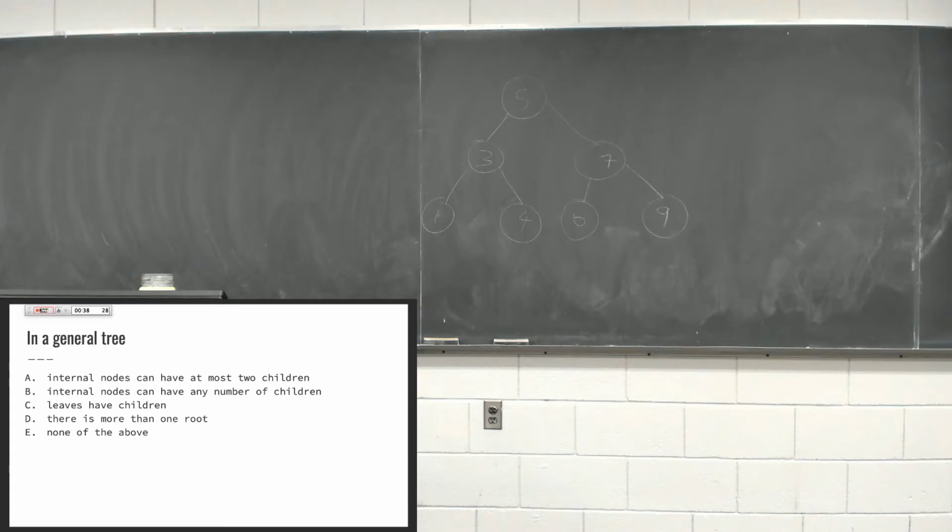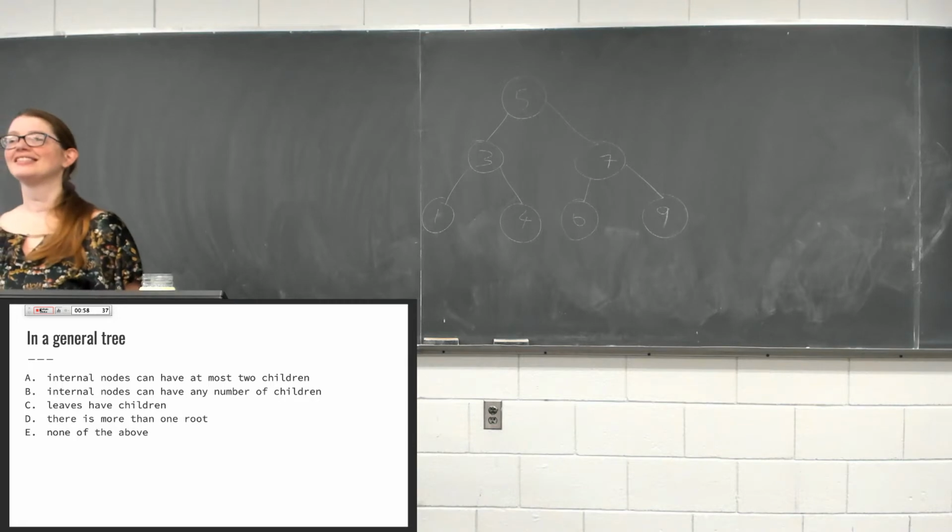Because we said internal node, which means it has to have at least one child. Yeah, but not includes 0. This is the problem with conventions. I know.